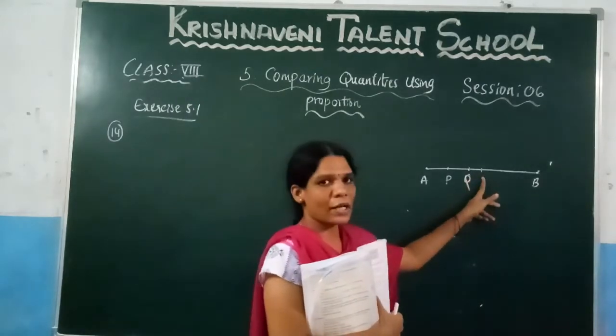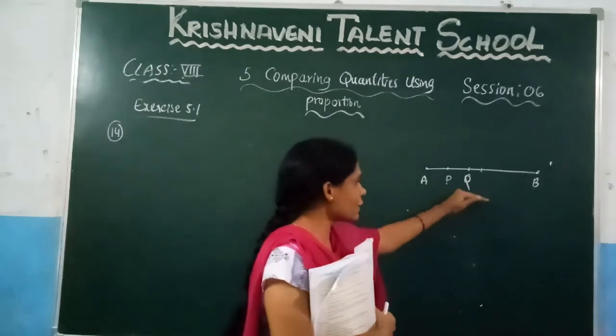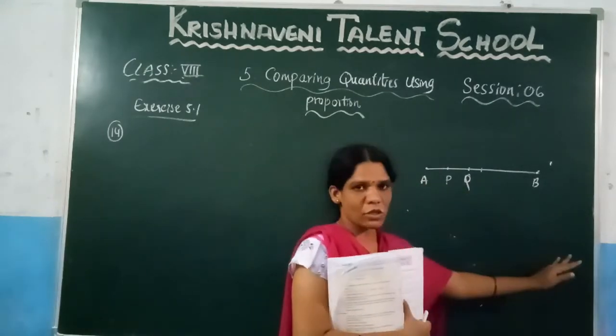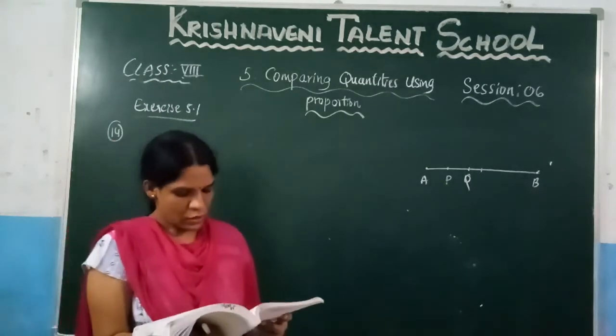Since it is a midpoint, you need to consider the points P and Q on the same side. Here we are taking this side. You can take that side also, right? This is the question given. Now see here.